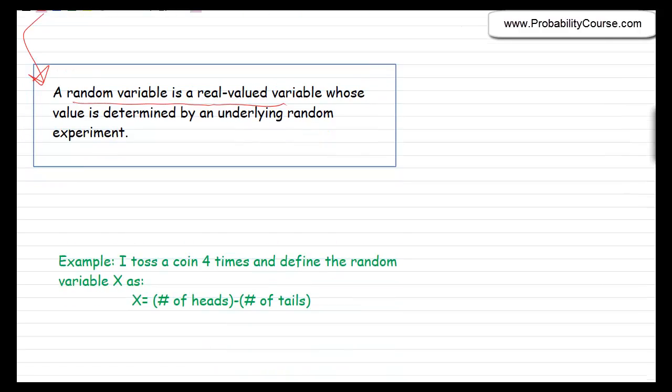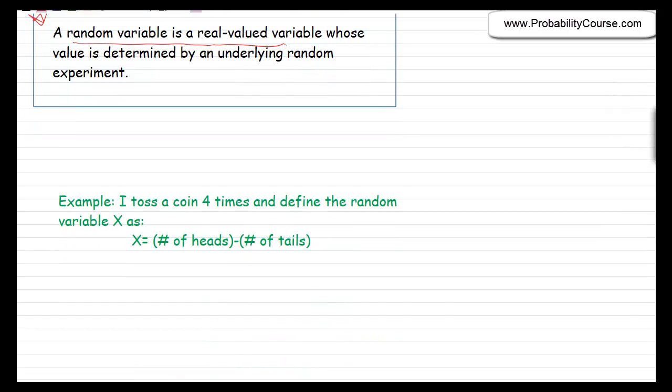Suppose that I play the following gambling game. I toss a coin 4 times and then I look at the results. Each time I observe a heads, I win $1, and each time I observe a tails, I lose $1. So in this random experiment, I can define the random variable x as the number of heads minus the number of tails, because that shows how much money I win.